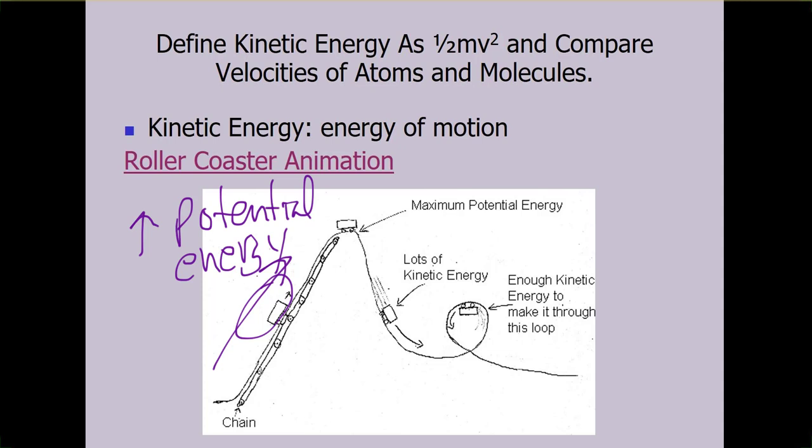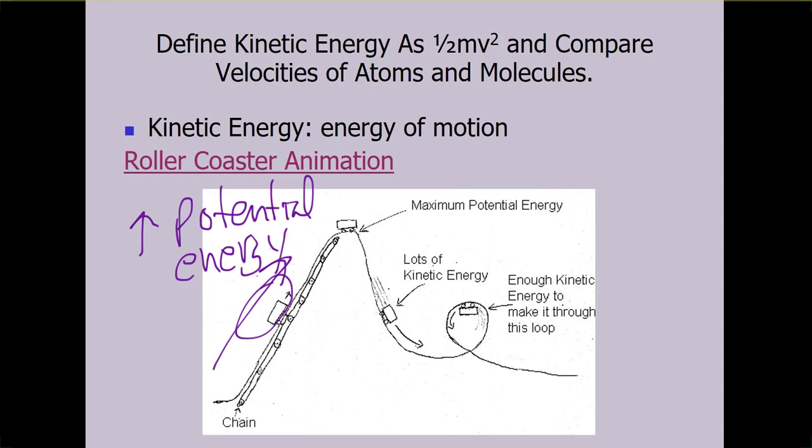In chemistry, the potential energy is found in the bonds. So if I have a certain number of bonds, that potential energy is stored in those bonds. So as soon as those bonds are broken, the potential chemical energy is transferred to a kinetic energy. So the molecules will move faster because maybe heat is released.